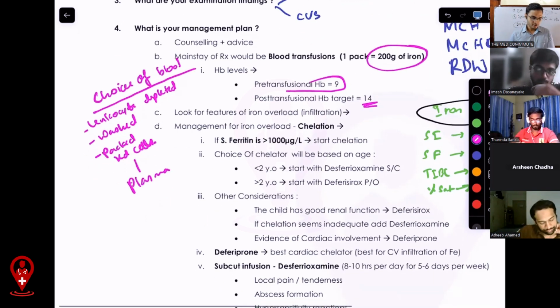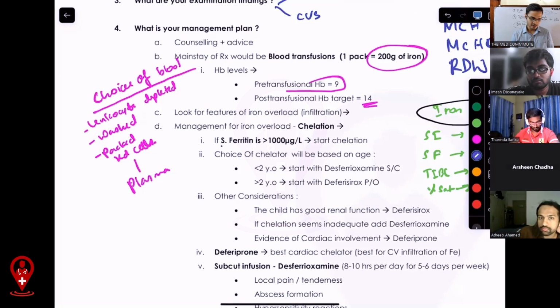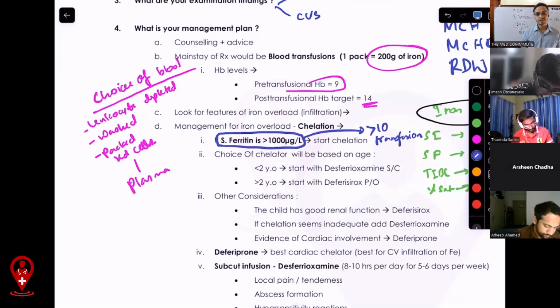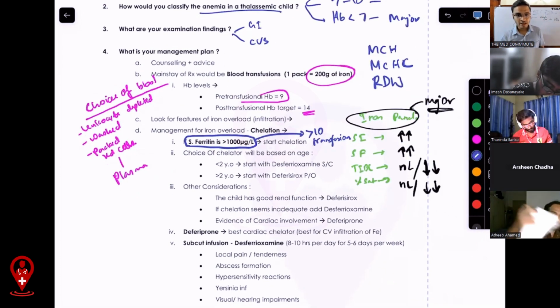Okay. Then, yes, you have to look for features of iron overload. We talked about all the features, no need to discuss again. And the management of the iron overload, guys, this is the one we talked about. Serum ferritin is more than 1,000 micrograms per liter. This usually happens after about 10 transfusions of blood. If you do an iron panel in the child or the patient, you will see serum ferritin more than 1,000. Now, serum ferritin being more than 1,000 is an indication for us to start chelation.